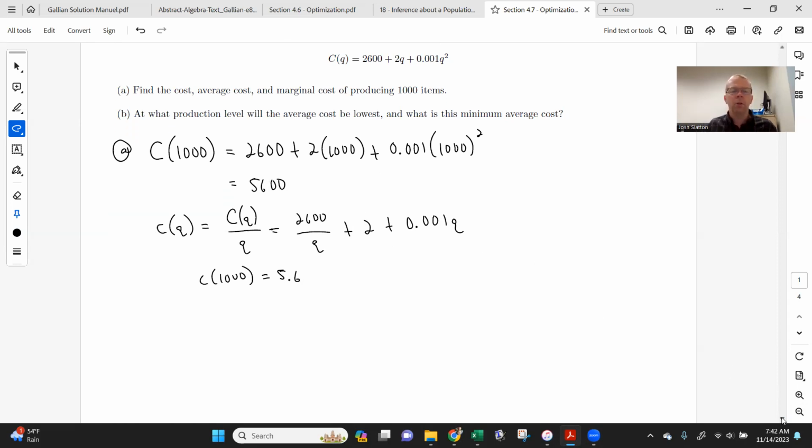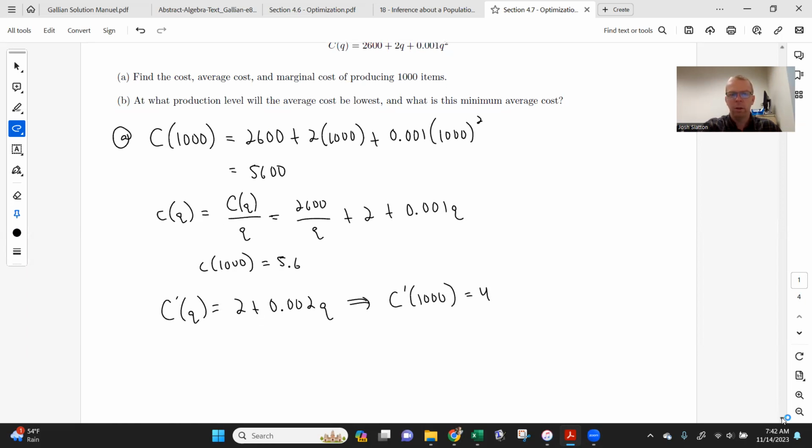Then marginal cost. Marginal always means we're going to take the derivative. So we're going to take the derivative of capital C, and we get 2 plus 0.002 Q. Plug in 1,000. C prime of 1,000 is 4. All right, so that was pretty straightforward for part A.